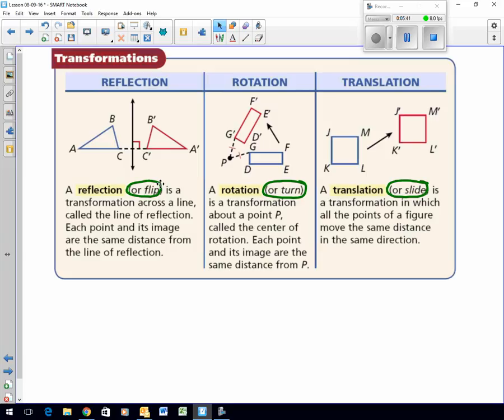So, Lucas, reflections do what? Pretty good. Douglas, rotations do what? No. They do. But what else do they do? Good. Heather. Translations do what? You gotta slide. Okay? All right.